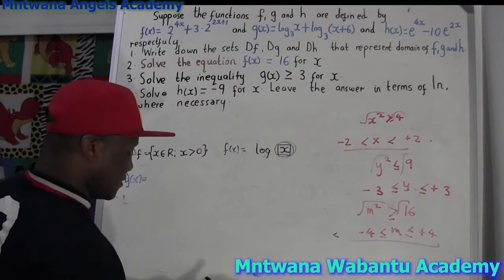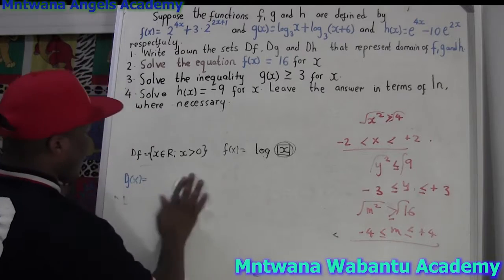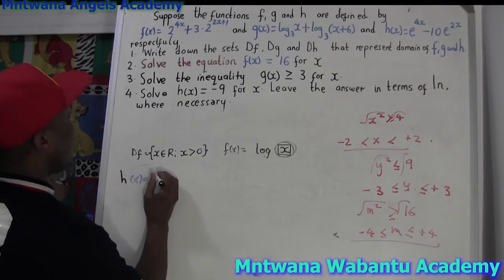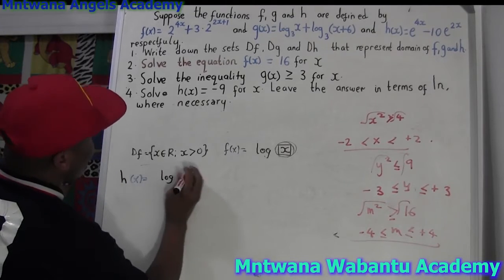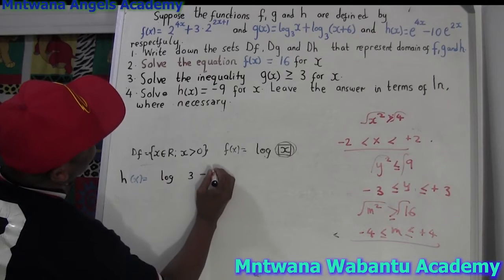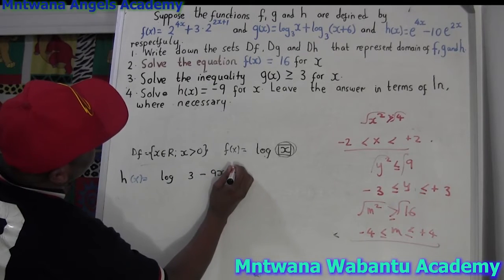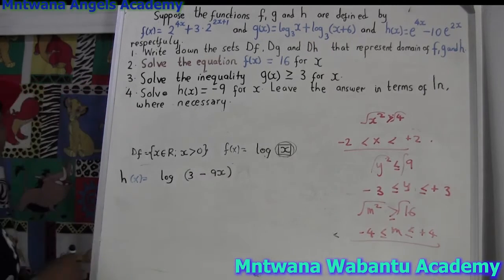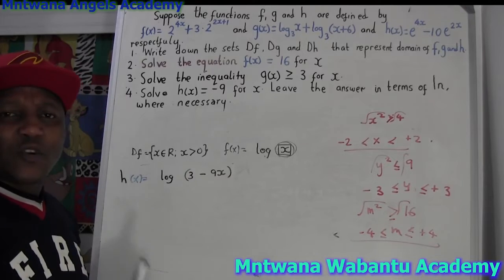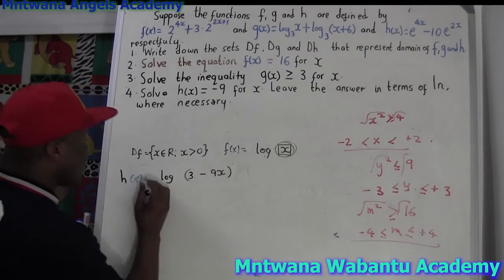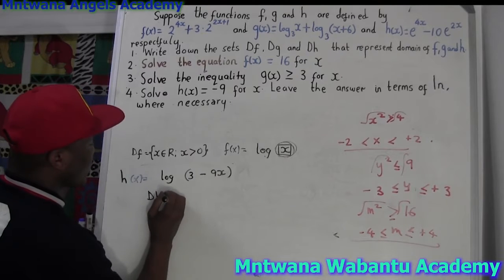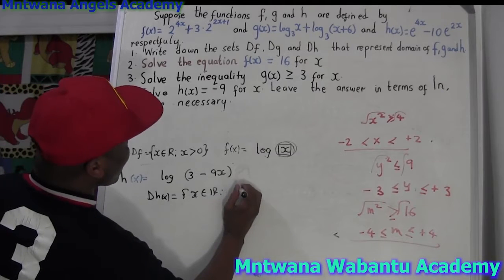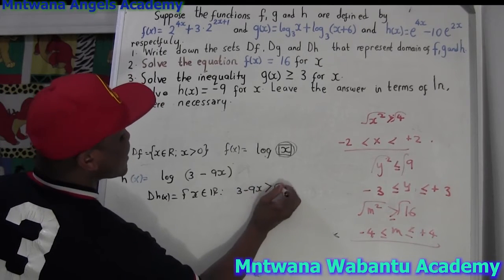Find the domain of the logarithm function. Okay, let's say this is h of x, and they give you log of 3 minus 9x. Find the domain. So this is a logarithm function. For a logarithm function, anything in front of the log must be greater than 0. So I'm going to say the domain of h of x equals x, an element of the real numbers, whereby anything in front of the log, which is 3 minus 9x, must be greater than 0.